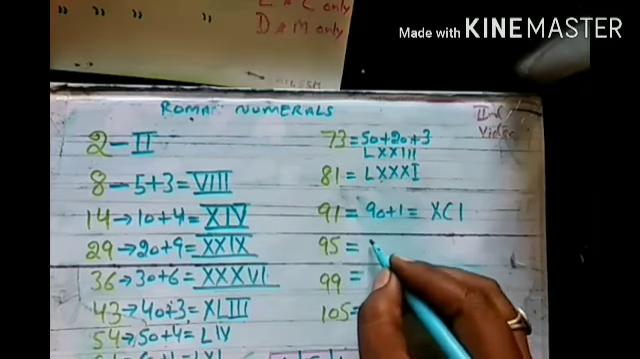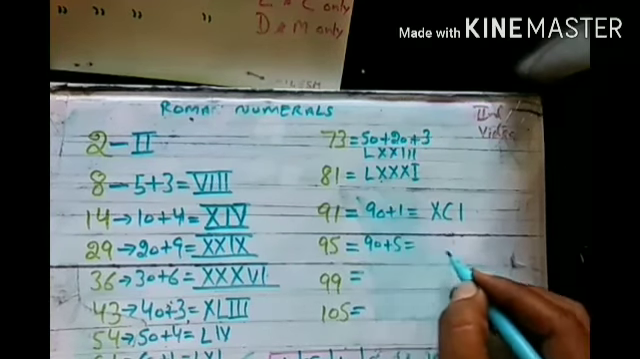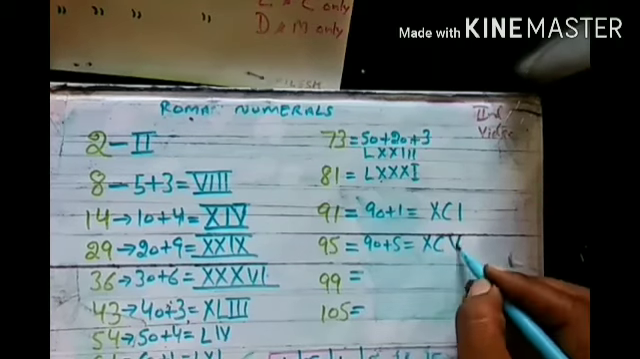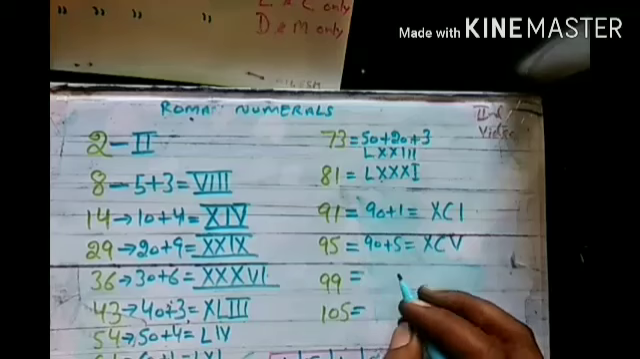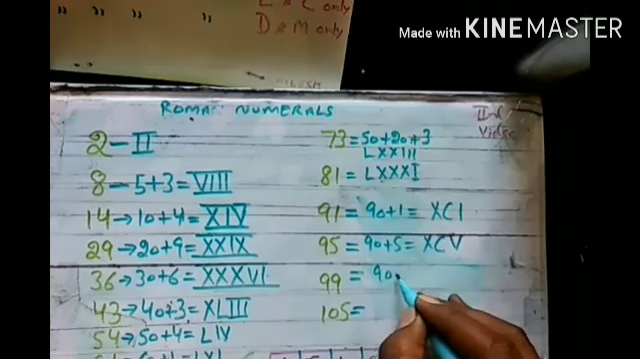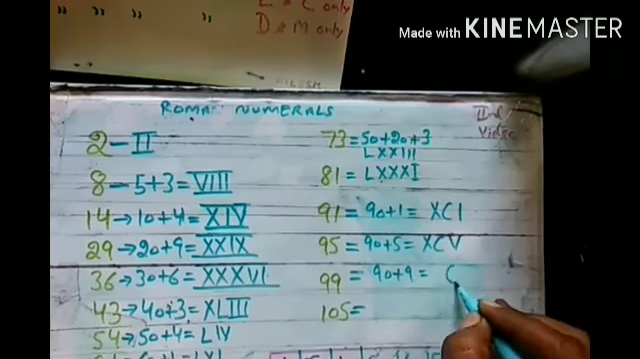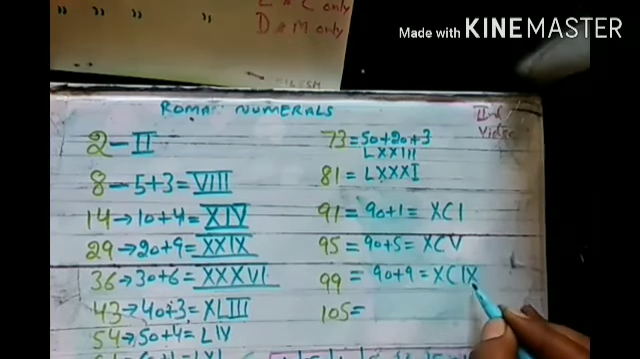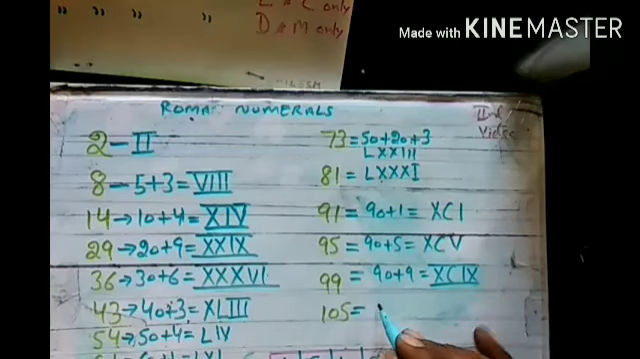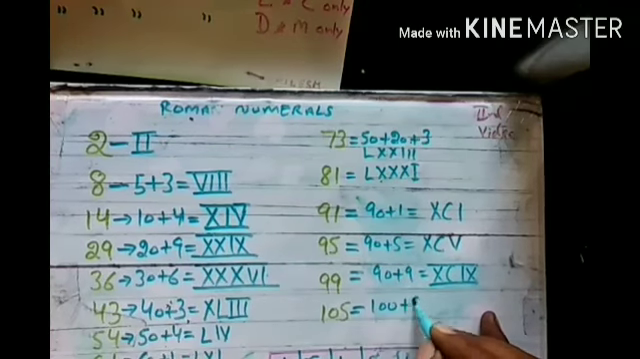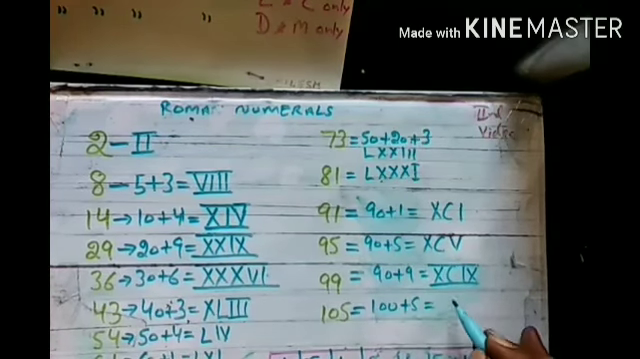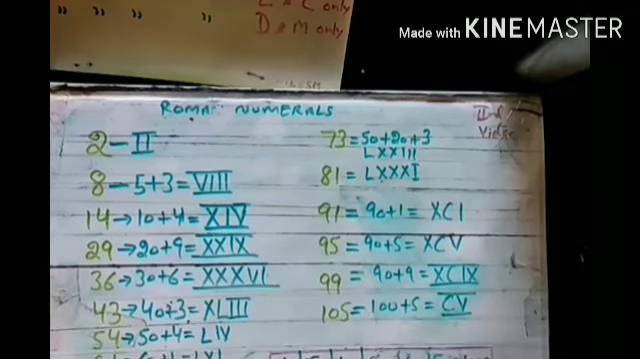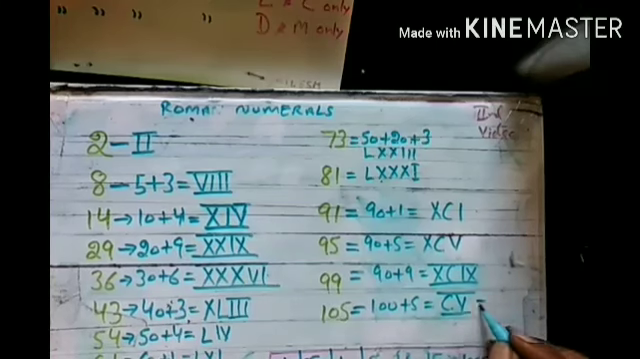Now I have to write 95. That means 90 plus 5. It means 100 minus 10, that is 90, and add 5. This is the answer. Now 99. 99 means 90 plus 9. So 100 minus 10, that is 90, and plus 9, that is this. Now this is 100 plus 5. What is the symbol for 100? That is C. And 5, that is V. In this way we can write the answer. You can write it CV.